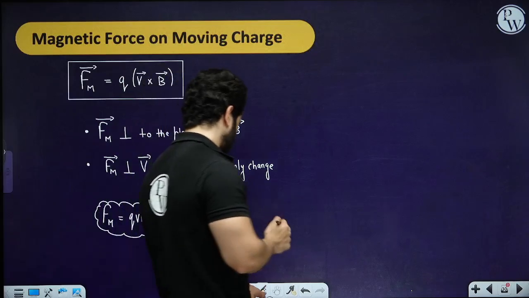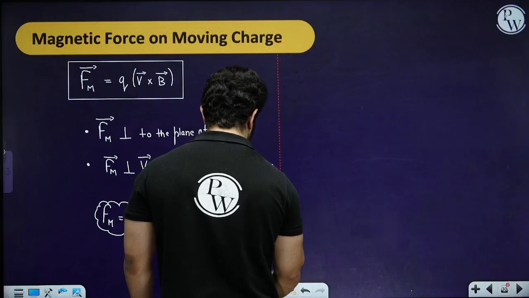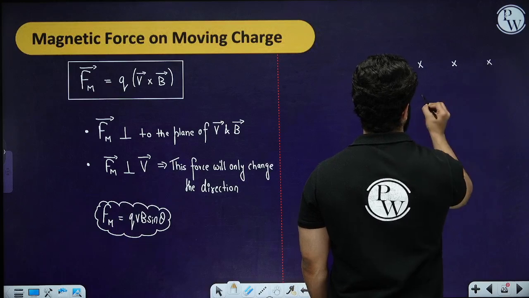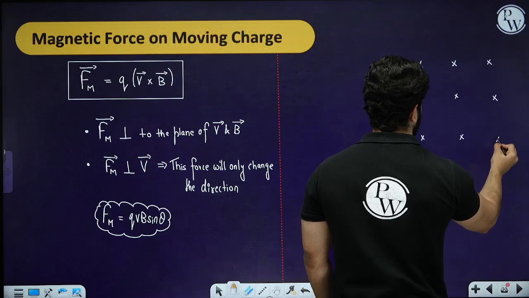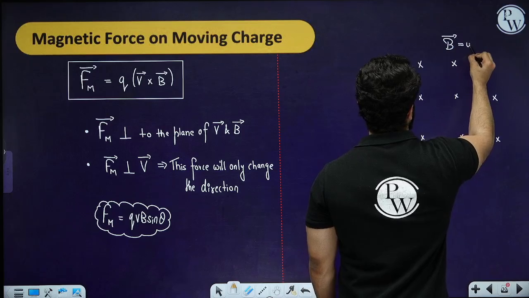So I'll draw case 1 over here only. Case 1 is something like this. Let's suppose you have got a magnetic field region and this is a uniform magnetic field. So I'll also write this thing down. This magnetic field is perfectly uniform.